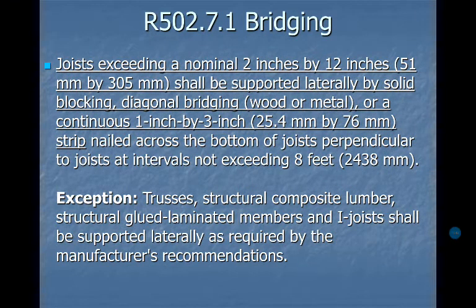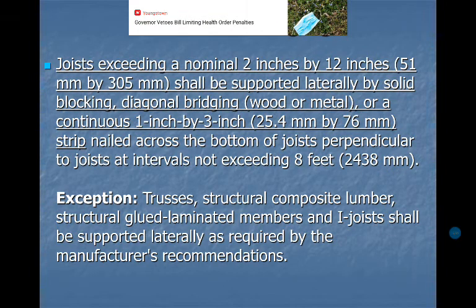As you can see, it says 2x12s because what we're trying to do is keep them laterally supported to keep them from rolling against each other. But a lot of times we bridge things, even though they're 2x10s or something, we still bridge them is what I'm trying to say. But normally 2x12s is where the code requires.